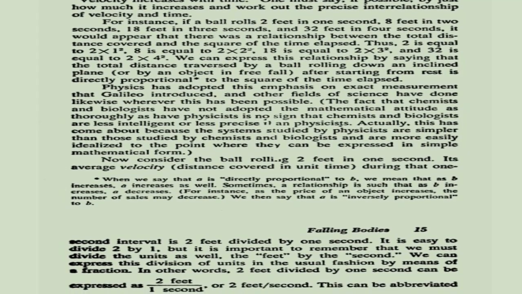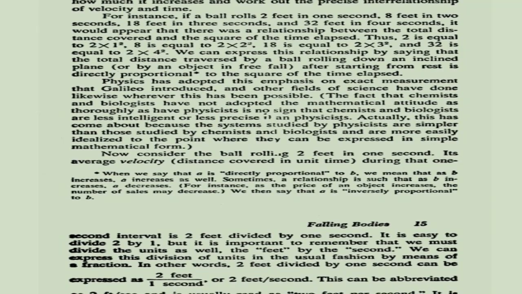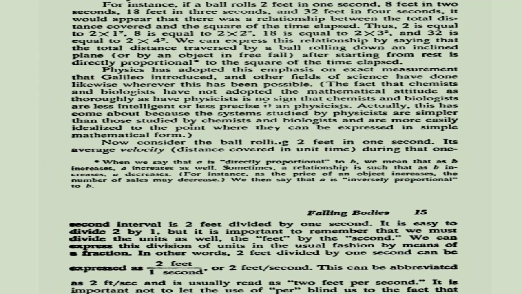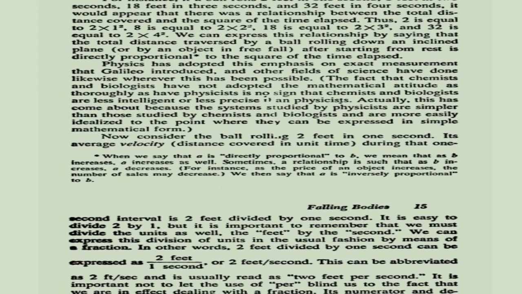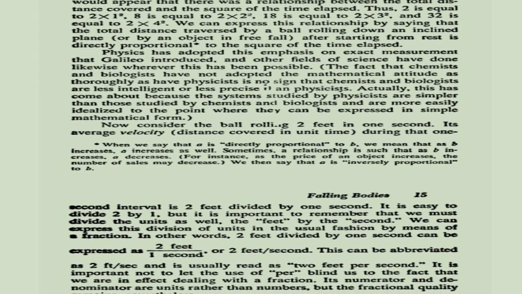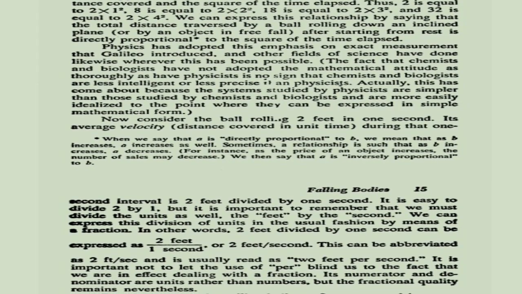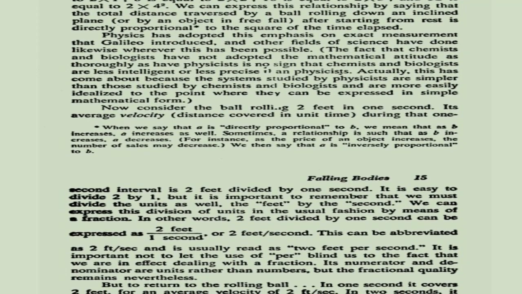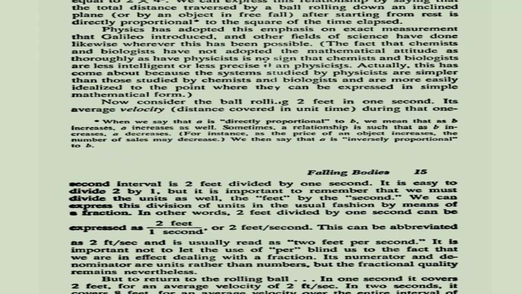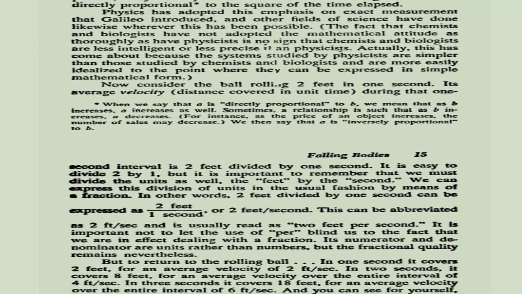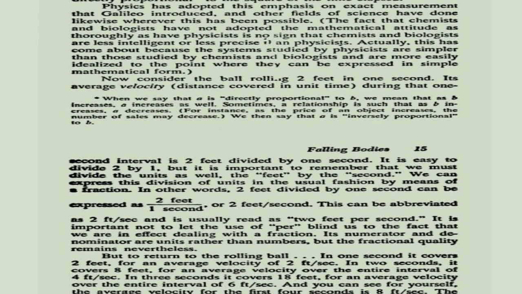It is important not to let the use of "per" blind us to the fact that we are in effect dealing with a fraction. Its numerator and denominator are units rather than numbers, but the fractional quality remains nevertheless. But to return to the rolling ball, in 1 second it covers 2 feet, for an average velocity of 2 feet per 1 second. In 2 seconds it covers 8 feet, for an average velocity over the entire interval of 4 feet per second. In 3 seconds it covers 18 feet, for an average velocity over the entire interval of 6 feet per 1 second. And you can see for yourself the average velocity for the first 4 seconds is 8 feet per second. The average velocity, all told, is in direct proportion to the time elapsed.